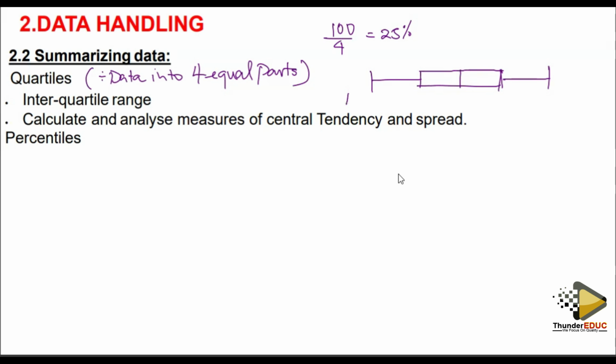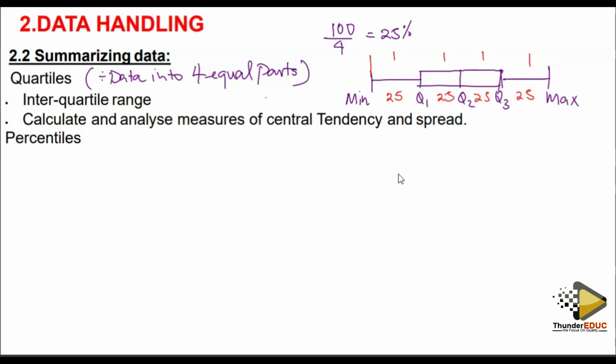Will look like this. Here we have the minimum, the lowest value that you have. We have Q1, we have Q2, we have Q3, and we have the maximum. Each part here is 25. Here we have 25, 25, 25, 25. These are the 4 equal parts I talked about.